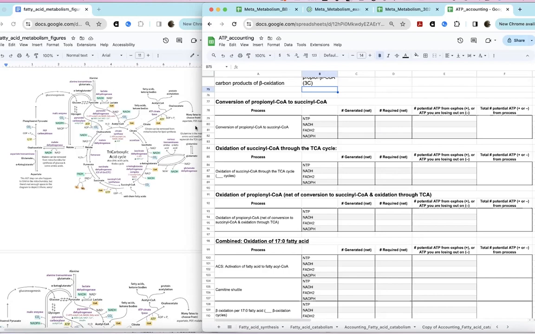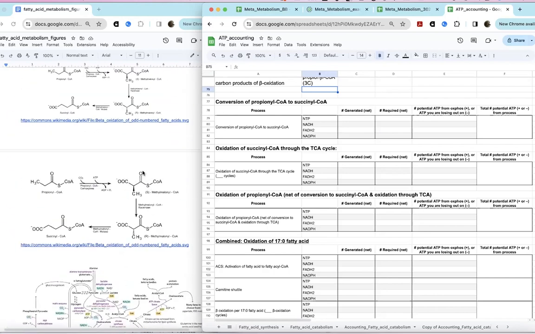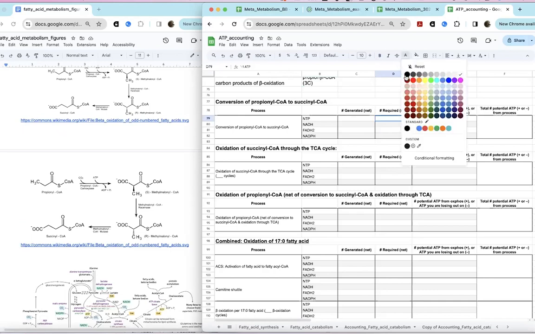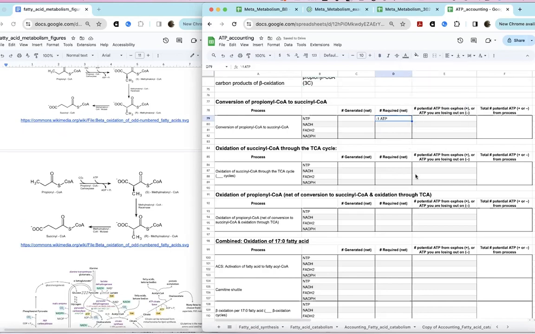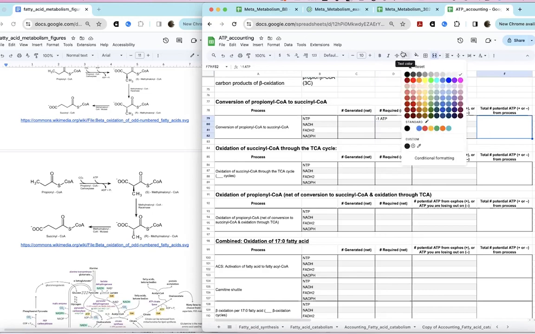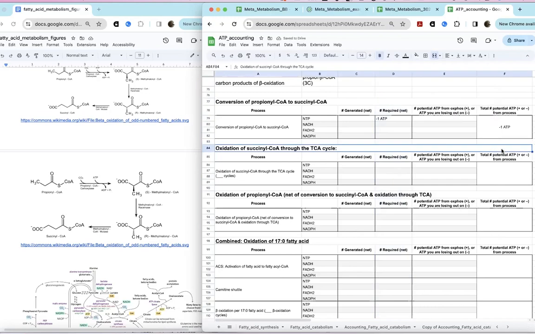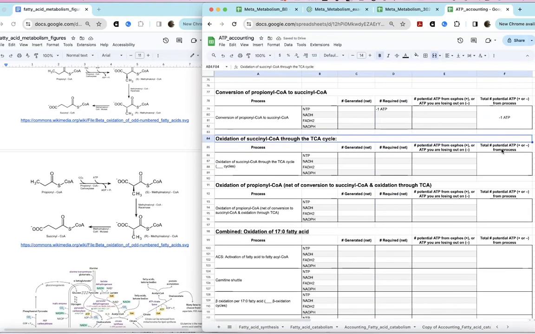But getting back to our regularly scheduled accounting program, let's get back to what that conversion of propionyl-CoA to succinyl-CoA is going to cost us in terms of energy. We see here that's going to cost us an ATP. So if we go to our required column, we can say that we're going to require 1 ATP. No NADH, no FADH2, none of that stuff involved here. So on net, we're going to basically need 1 ATP in order to do this conversion.